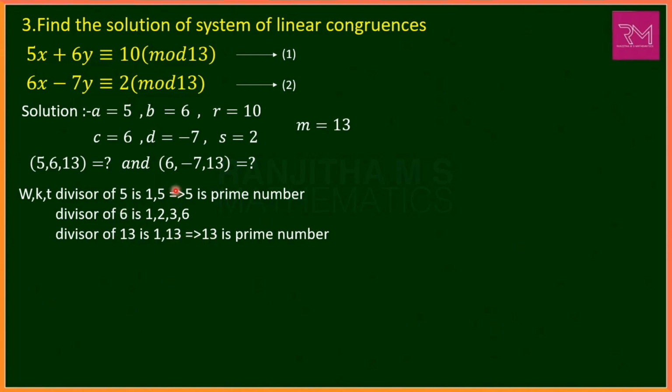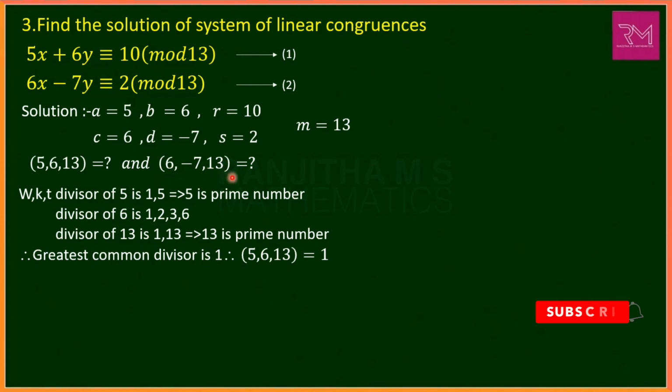So among these three, the greatest common divisor is nothing but the GCD. Therefore we can conclude that the GCD of 5, 6 and 13 is 1. Similarly we have to find the GCD for 6, minus 7, 13. Here, finding the GCD of 6, minus 7, 13 is nothing but finding the GCD for 6, 7 and 13. Both are same. So we have to find the divisors for 6, 7 and 13.